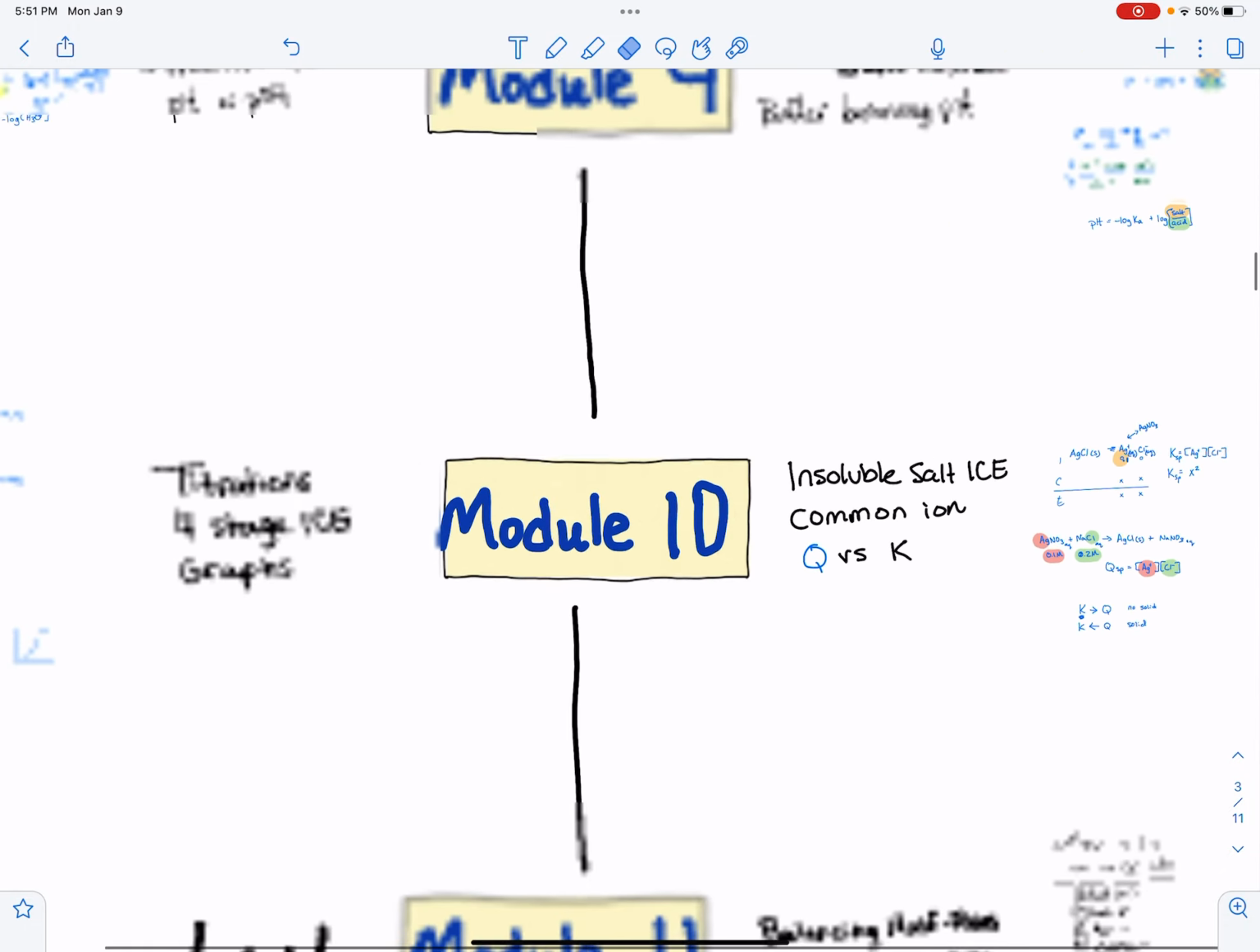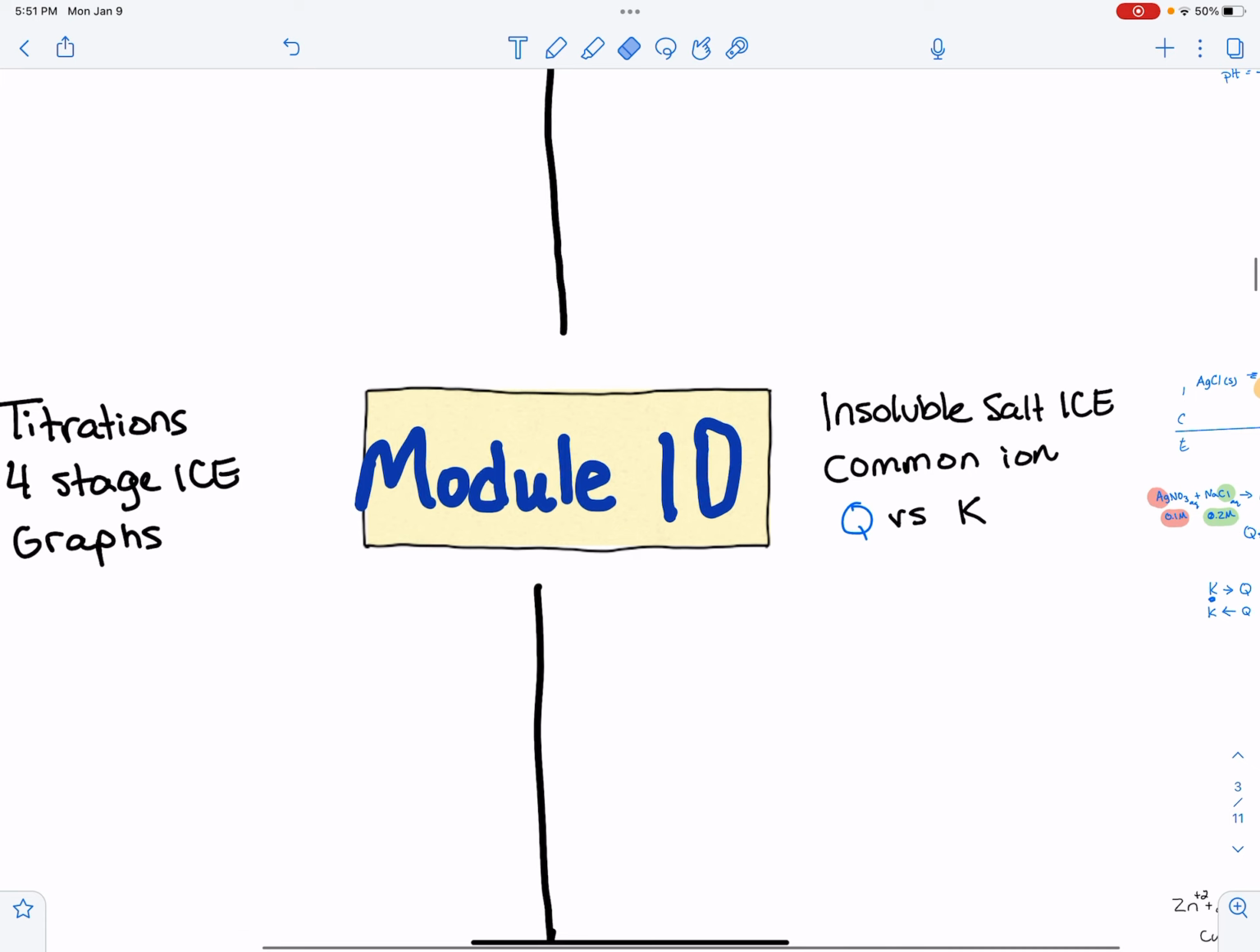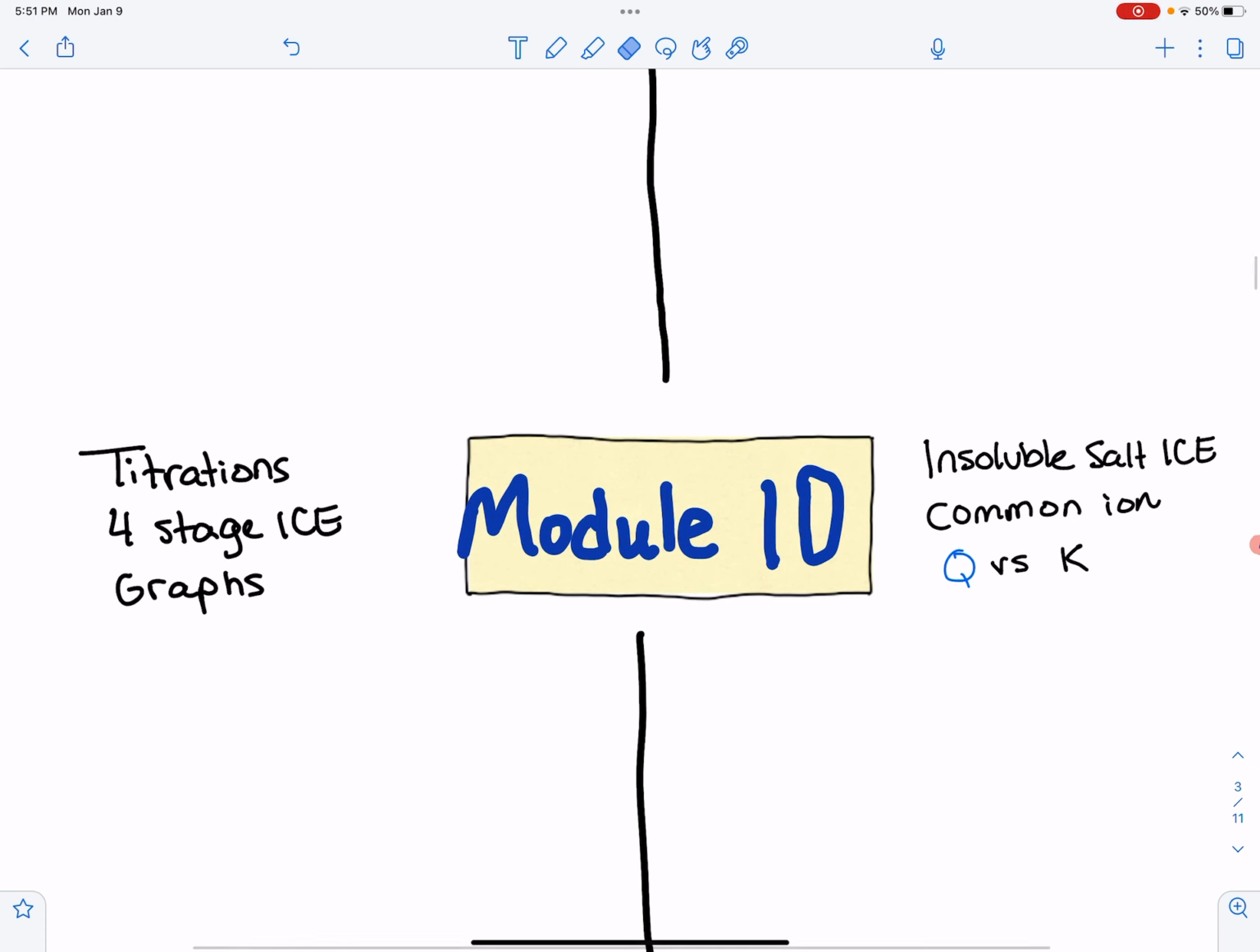And that's Module 10. And like I said, after the test next week, we're moving on to electrochemistry. We are not touching ice charts again until I guess the final, but you just got to get through this little section here.